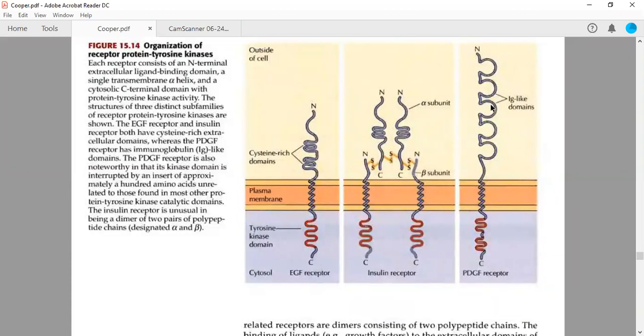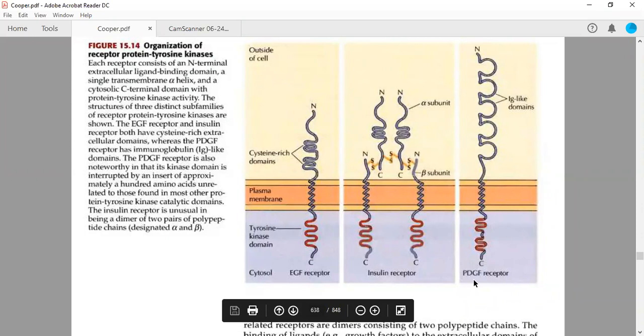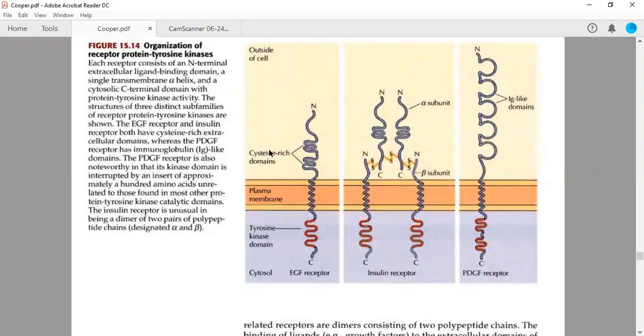And the third class is platelet-derived growth factor receptors, which do not have cysteine-rich extracellular domains, whereas they have some immunoglobulin-like or antibody-like domains. So these are three types of receptors. These are called protein tyrosine kinases or PTKs. So this we have discussed.